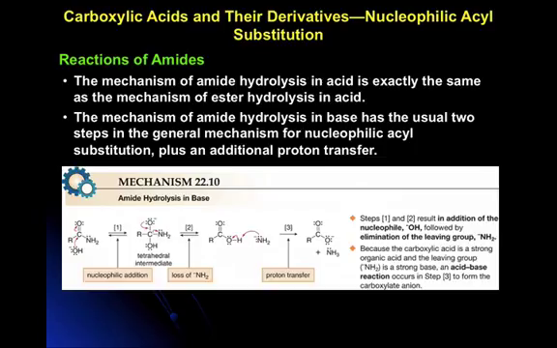So we're taking a weaker base and generating a stronger base. Is that how equilibria lies? No, we always lie to the weaker acid, weaker base pair, right? So the equilibrium actually lies here, and this is actually fairly slow, okay?